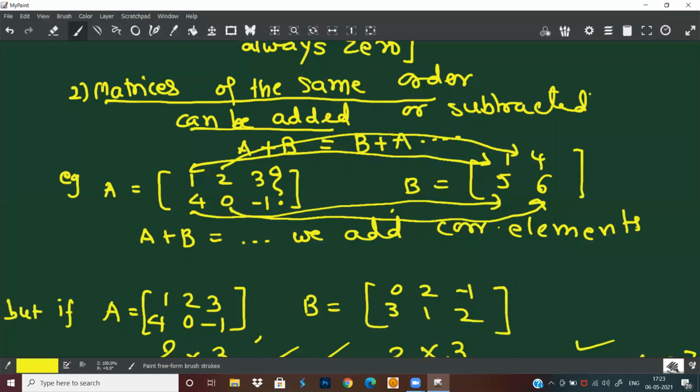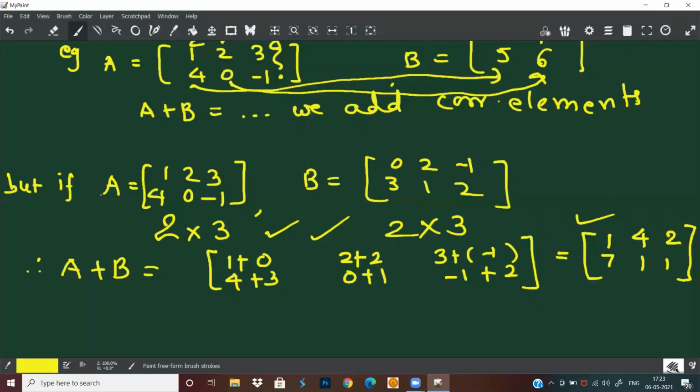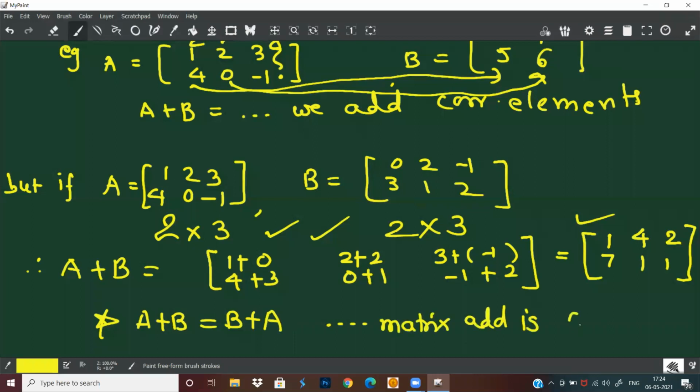Okay. What I wrote, A plus B is equal to B plus A. ये property को आप क्या बोलोगे? क्या बोलोगे आप? Matrix addition is commutative.